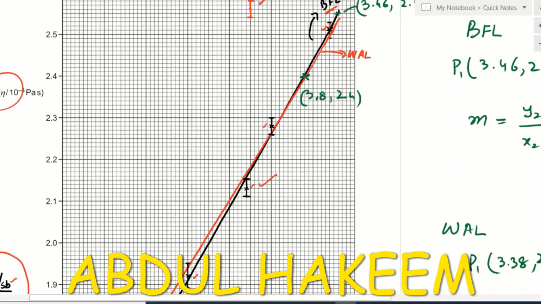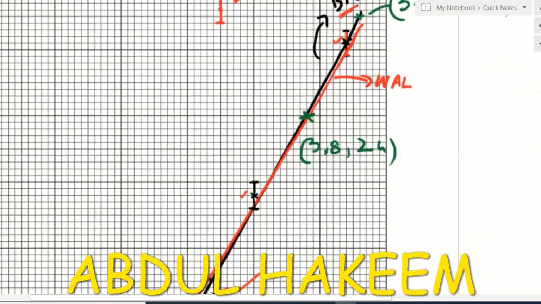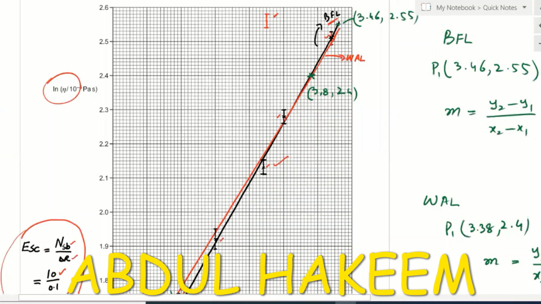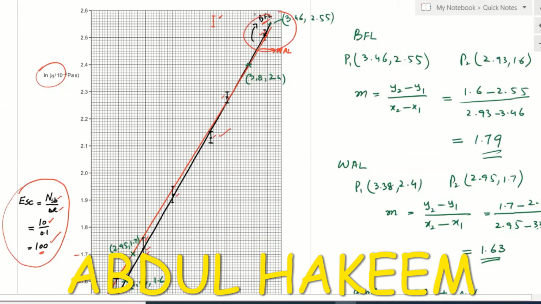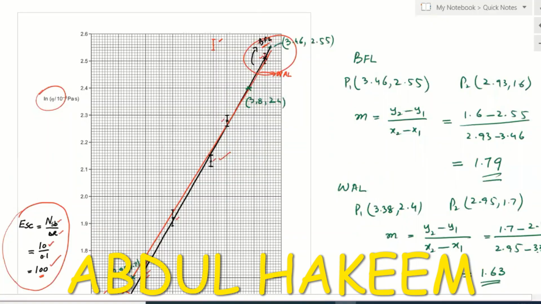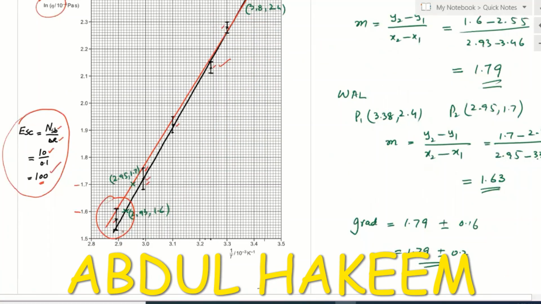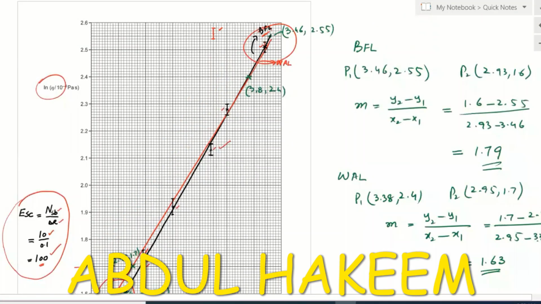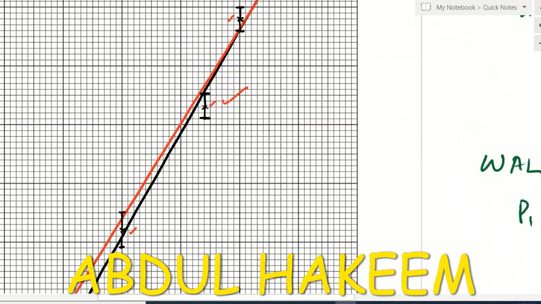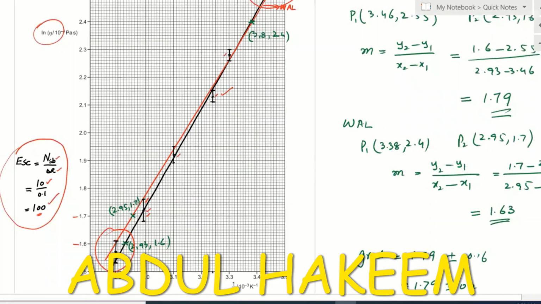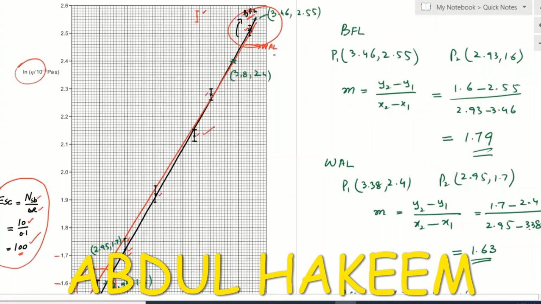Now we have to draw the worst acceptable line. Select two extreme error bars, meaning first and last. Suppose this is the first and this is the last. If we take the top of the last, then the bottom of the first, or you can select the bottom of the last and the top of the first, join them. Suppose here, I selected the bottom of the first and the top of the last. So with the red line, I joined them. So this red line is the worst acceptable line.